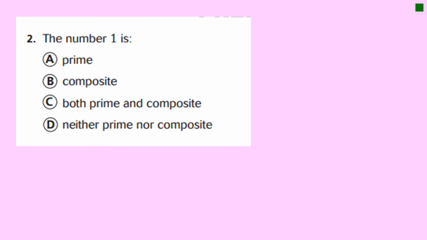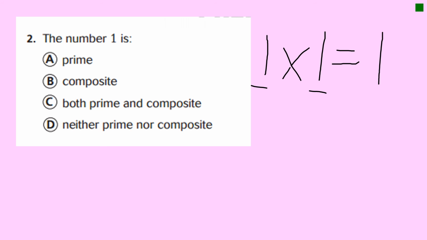The number 1. You know what, boys and girls? This even tricks 5th graders. Okay? They always are like, oh, what's 1? A lot of kids say that the number 1 is prime. But prime numbers have 2 factors. How many factors does 1 have? Well, let's see. It has 1 factor. 1.